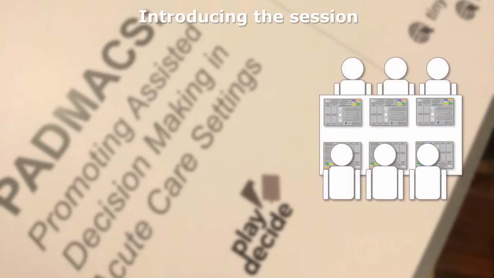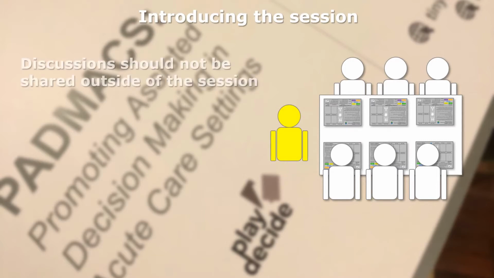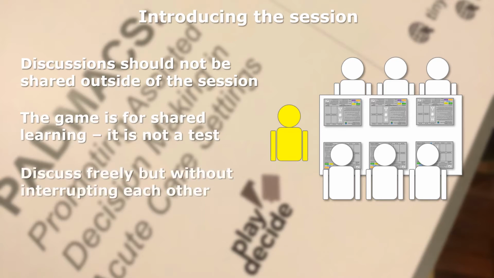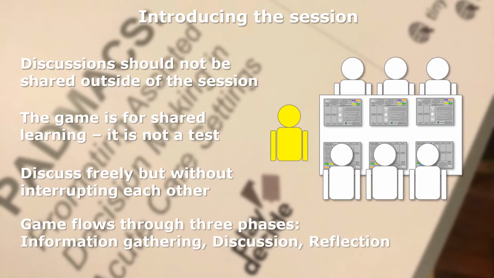To begin the game, welcome the players and emphasize that these discussions are considered private and will not be shared outside of this game session. Next, emphasize to the players that this game is designed to foster discussions around assisted decision-making in the acute care setting, and it will act as a learning experience. It is not intended to be a test of their knowledge. Additionally, players should discuss issues freely, but refrain from interrupting each other. Finally, outline the 3-part structure of the game.